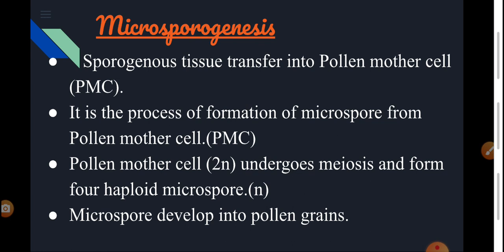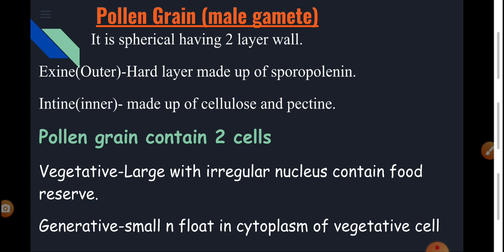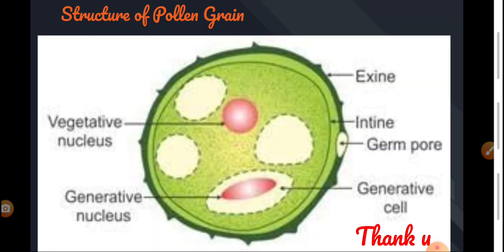The pollen mother cell is diploid in nature, 2n, and when it undergoes meiosis, it forms 4 haploid microspores. The microspore then develops into the pollen grain. The pollen grain is the male gametophyte. It is spherical in nature and it has 2 layers. We can see here in the diagram.